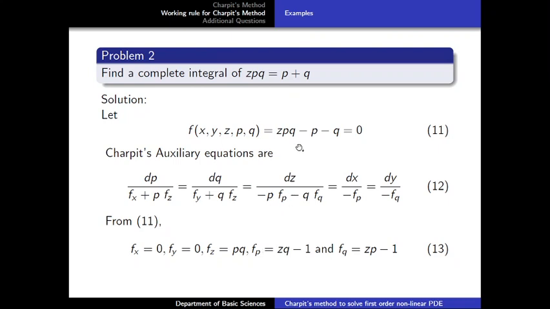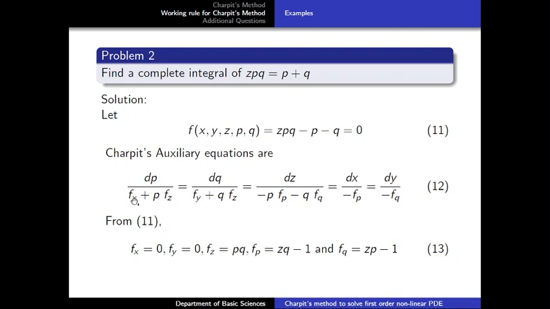Now fp is given by, there are two terms of p, differentiate them partially with respect to p, we get zq minus 1, and fq can be evaluated as zp minus 1 because there are only two terms which contain q. The derivative of this term reduces to 0, the derivative of this term is zp, the derivative of this term is minus 1. Now we can substitute all the partial derivatives in equation 12.